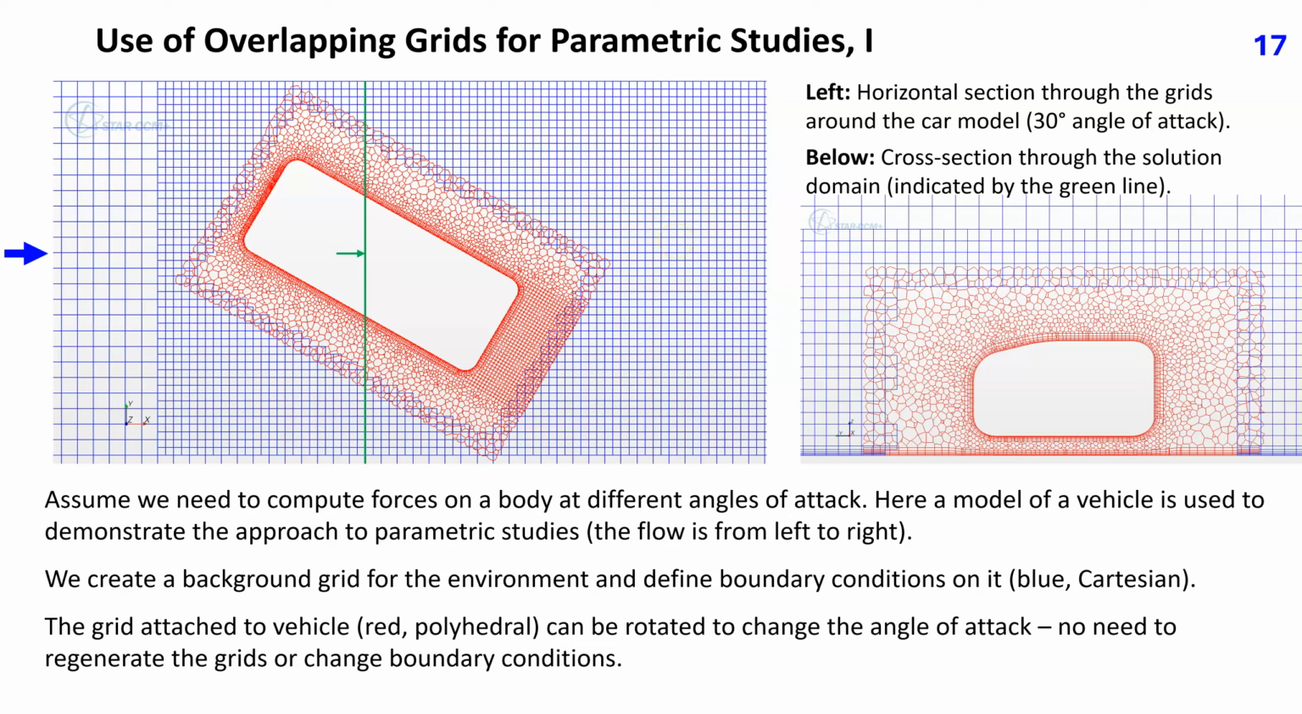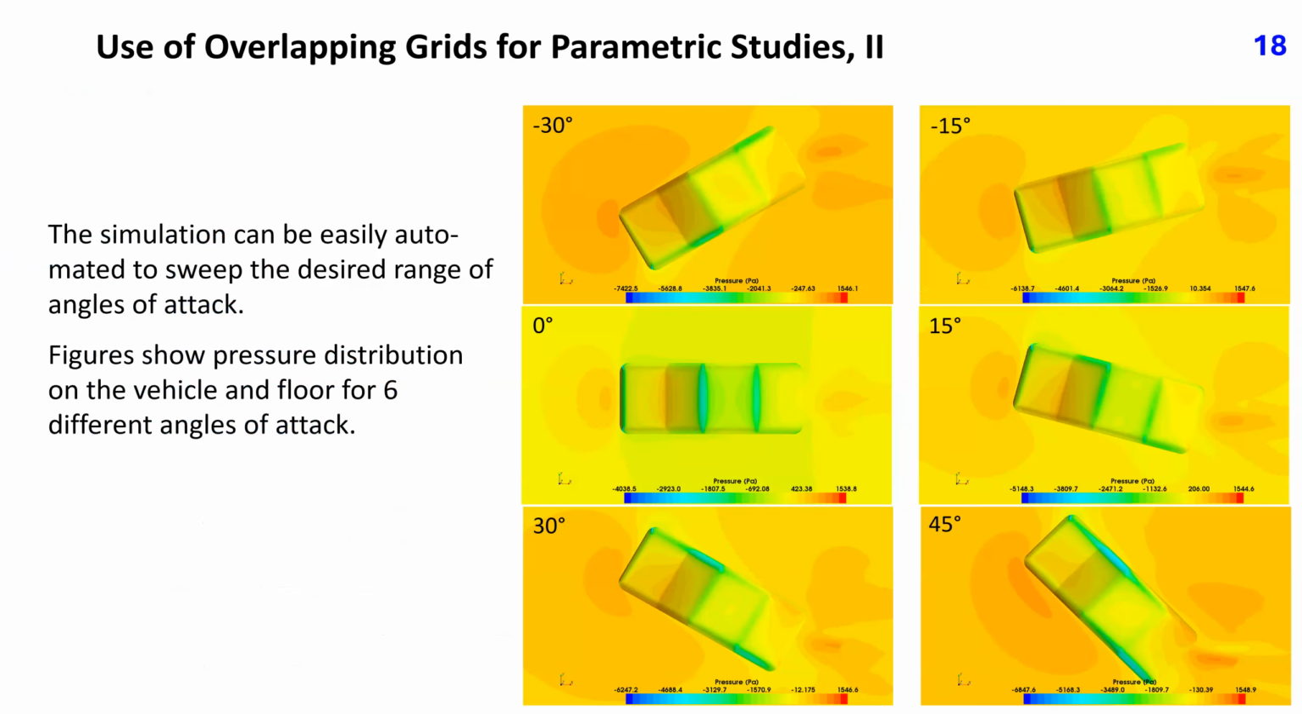The overlapping grid attached to the vehicle is polyhedral. It has prism layers on vehicle walls and is locally refined near walls and in the wake. This grid can be rotated around a vertical axis at the vehicle center to change the angle of attack. Thus, there is no need to regenerate the grids or change boundary conditions when performing computations at different angles of attack. In Simcenter STAR-CCM+ software, the process of sweeping the desired range of angles of attack can be automated.